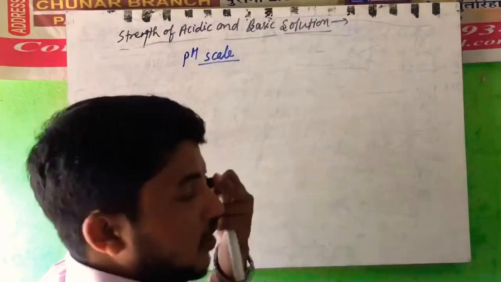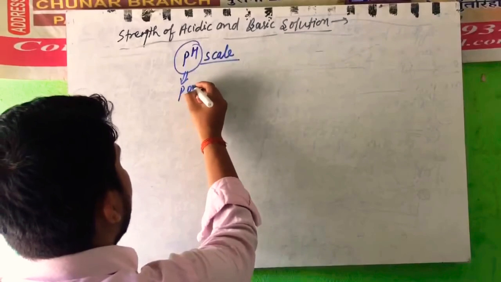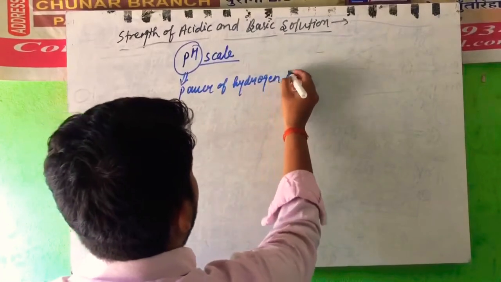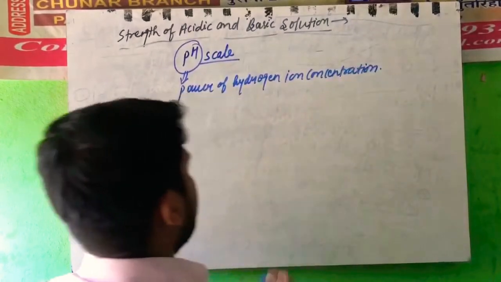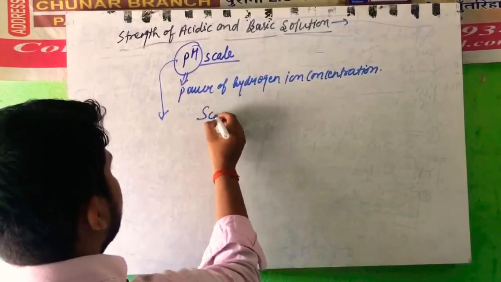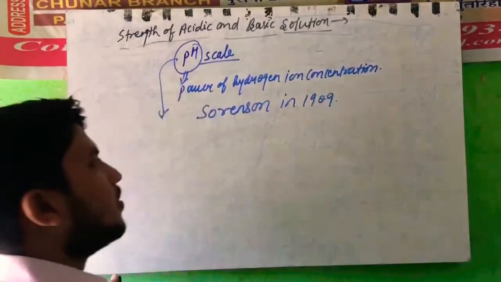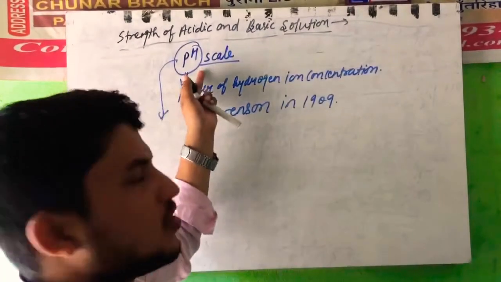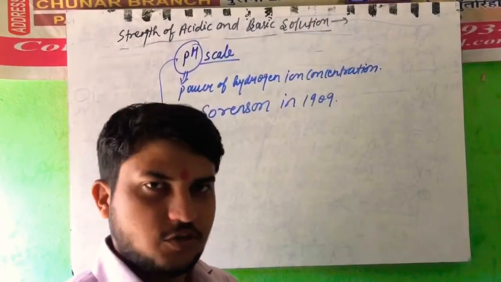Okay students, so what is the pH scale? pH stands for power of hydrogen ion concentration. This scale or device was discovered by a scientist, Sorensen, in 1909. Sorensen discovered a device or scale called the pH scale, which is used to measure the strength of acidic and basic solutions.